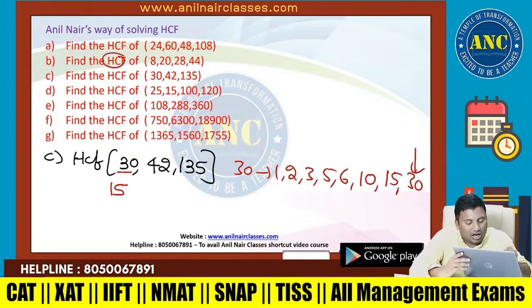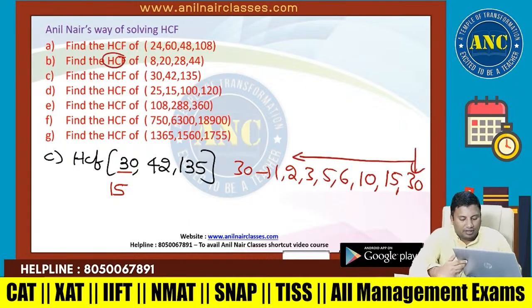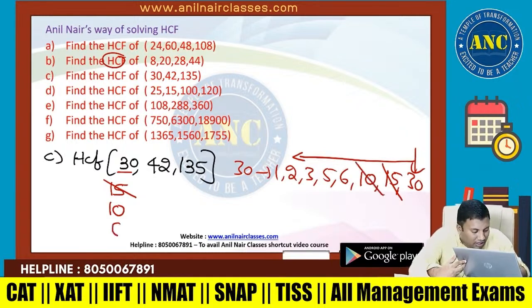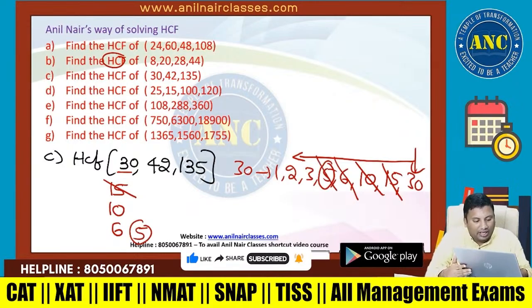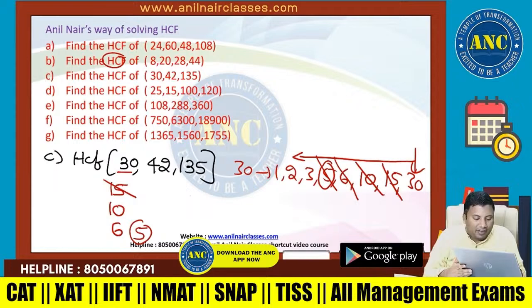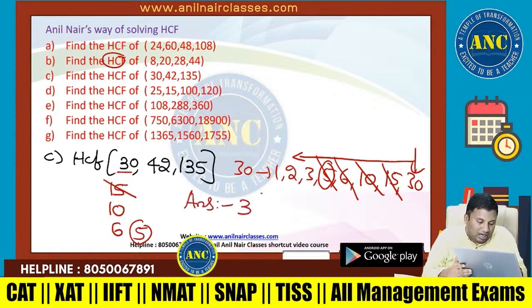Because it is the highest common factor, move from right to left. 15 is not possible. Next is 10. Is 10 a factor of 42? No, not possible. What is the next one? 6. Is 6 a factor of 42? Yes. 6 7s are 42. Is 6 a factor of 135? No. 6 is not possible. 5. Is 5 possible? 5 6s are 30. 5 8s are 40. 5 is not possible. 3 14s are 42. 3 45s are 135. So the answer for the third question is 3.